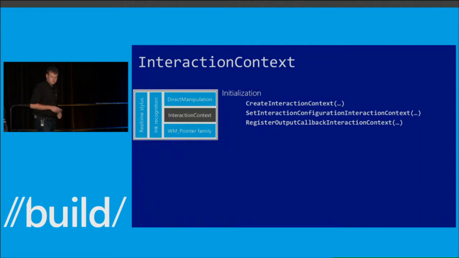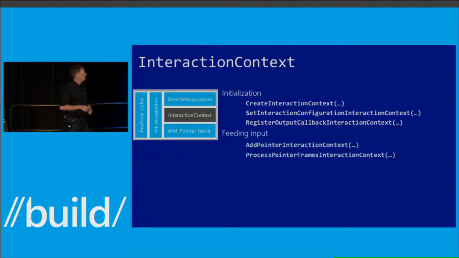Next, we need to feed input, and we're going to do that with these 2 API calls here. The first one is AddPointer. What that's doing is, let's imagine a customer puts 5 fingers down on the screen. If only 2 of them come down on our notes, we only want those 2 contacts to be considered when we're looking for a gesture. AddPointer is the way that you tell the interaction context which pointers it should be looking at.